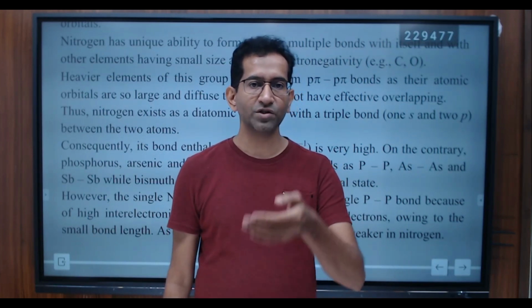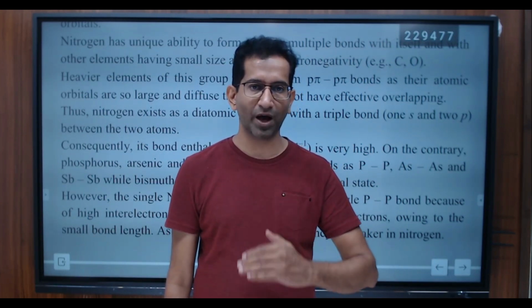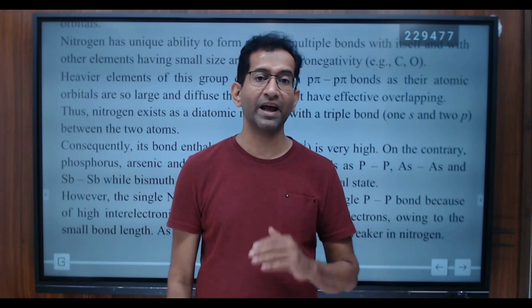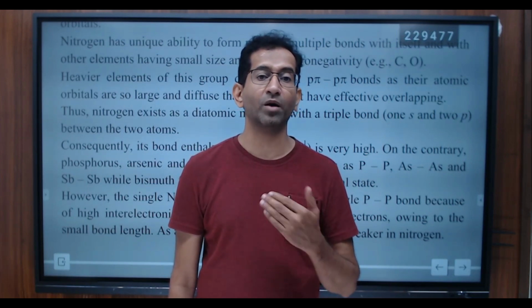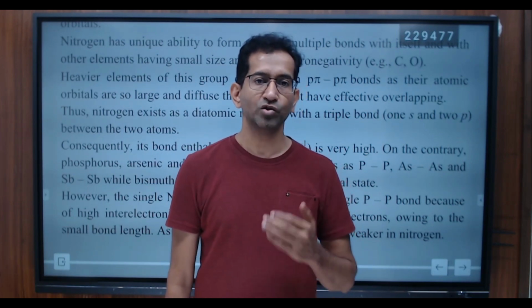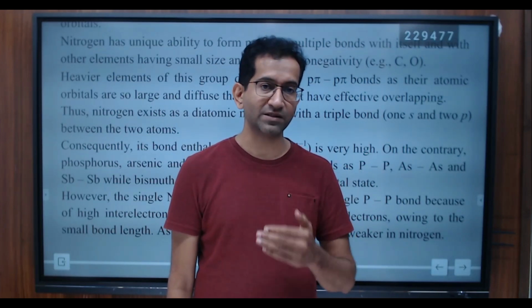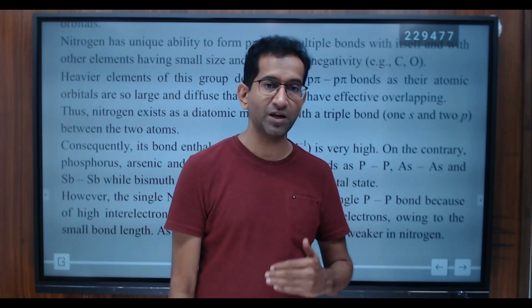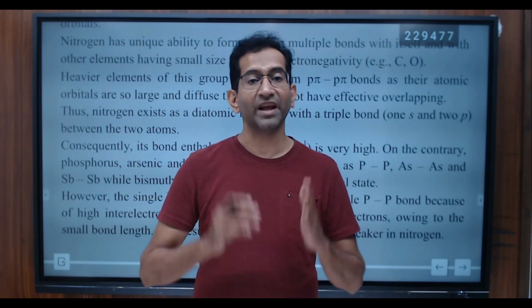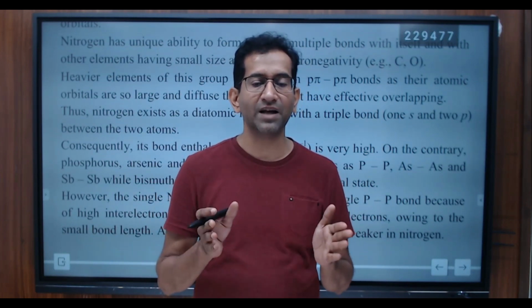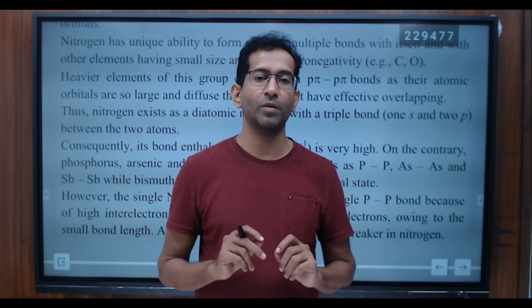Why? Because if you shift from nitrogen to phosphorus to arsenic and antimony, they have p orbitals, but their orbitals are larger in size. So as you go from nitrogen to phosphorus, it will be 3p. For arsenic it will be 4p, for antimony it will be 5p. So if the larger orbitals are there, effective overlapping will not be there.